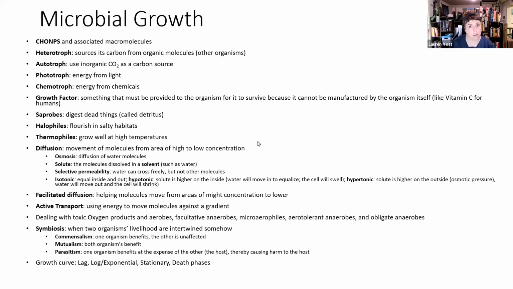To begin with, the major elements associated with microbial growth are going to be CHONPS. So carbon, hydrogen, oxygen, nitrogen, phosphorus, and sulfur. Those are the big 6. Definitely be aware of them and be able to associate them with the fact that organisms need these things in order to even just exist.